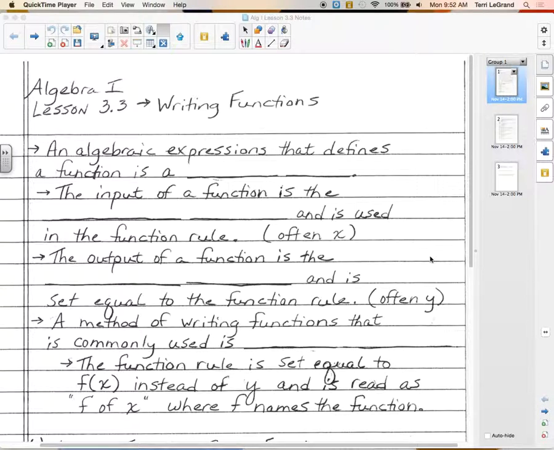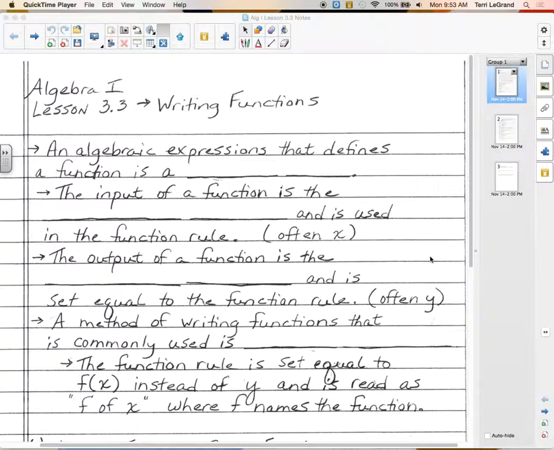When we have an algebraic expression that defines a function, we already know what a function is. Somebody remind us, what is the definition of a function? How did we decide if we have a function or not? Somebody give me a definition of a function, John.